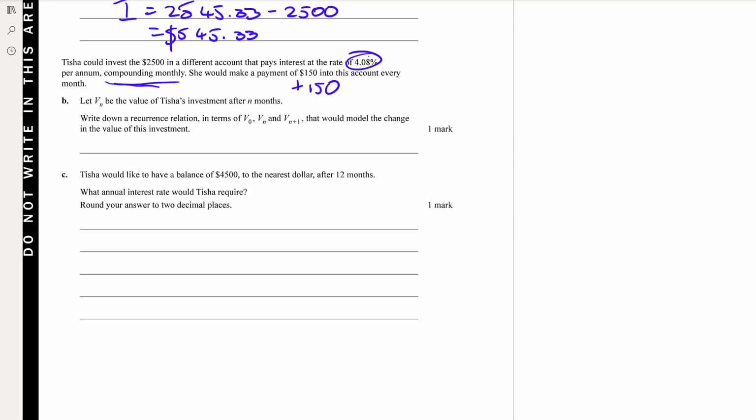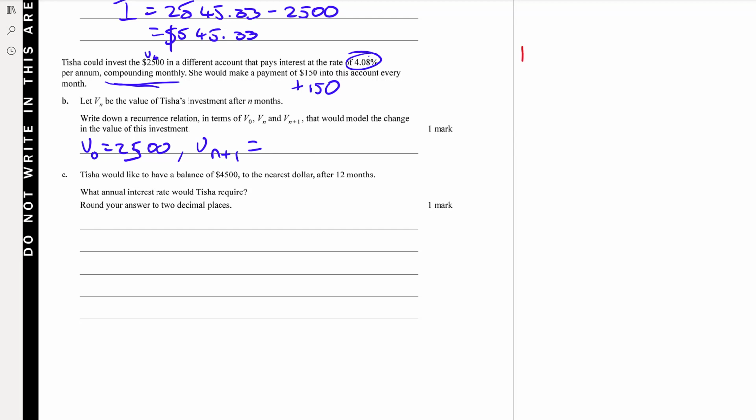Okay, so let's have a look at what we need to do. A recurrence relation will always start with your V0 equals, and we're told that in this case, V0 is 2,500. Comma, Vn plus 1 equals. Now, this is where I'm going to put something to the side which you won't need to put in, just so you can see where this is coming from.